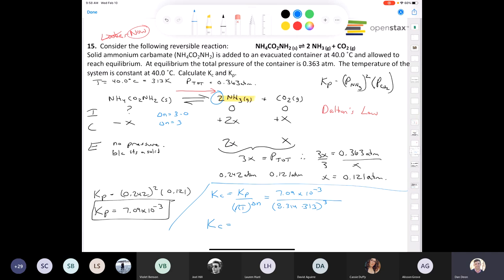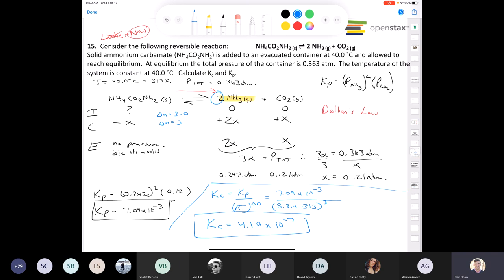We punch all of that into our calculator. This is where having an expensive calculator helps out. 0.00709 divided by 8.314 times 313 to the power 3. There we go. So you end up with 4.19 times 10 to the negative 7 is your Kc. So, connecting a few dots here: solids don't have pressures, right? A solid is not going to exert any kind of pressure on a system, so we don't even have to consider that.